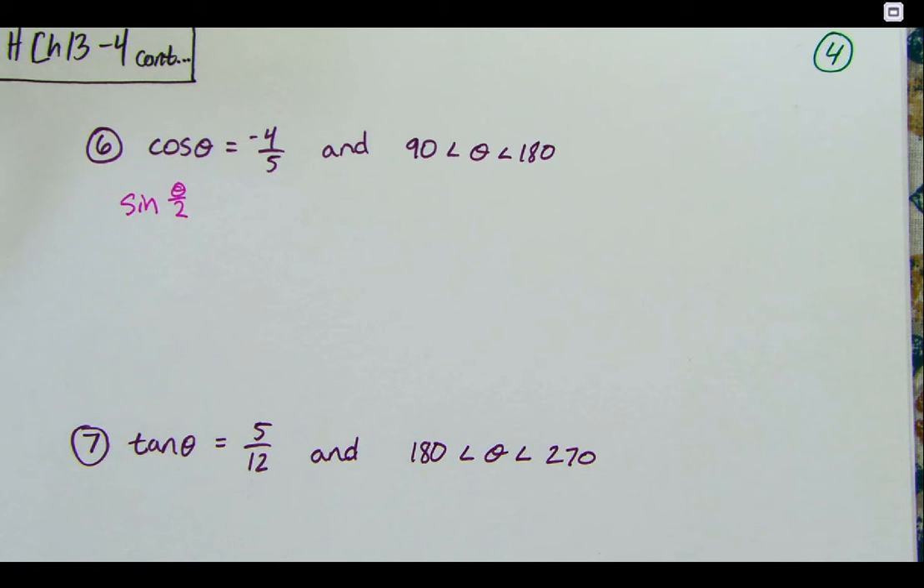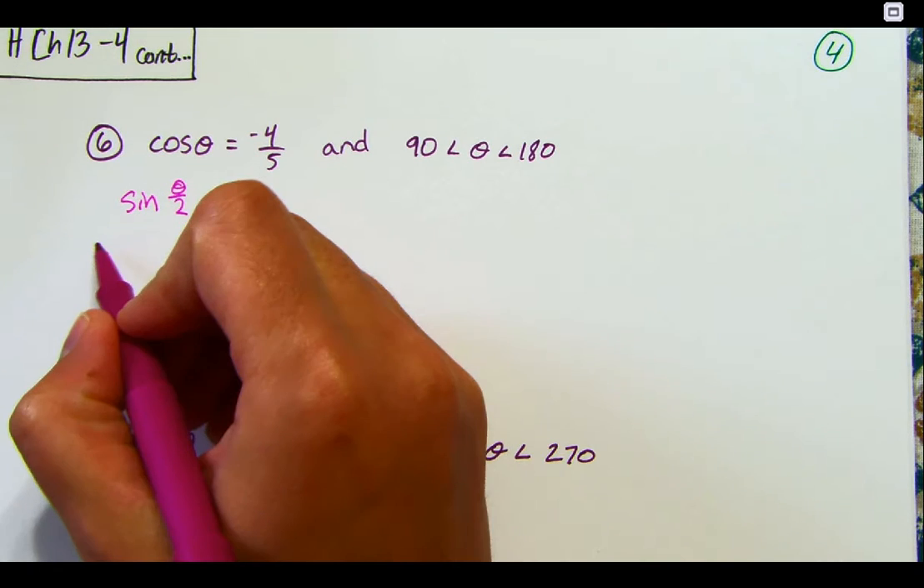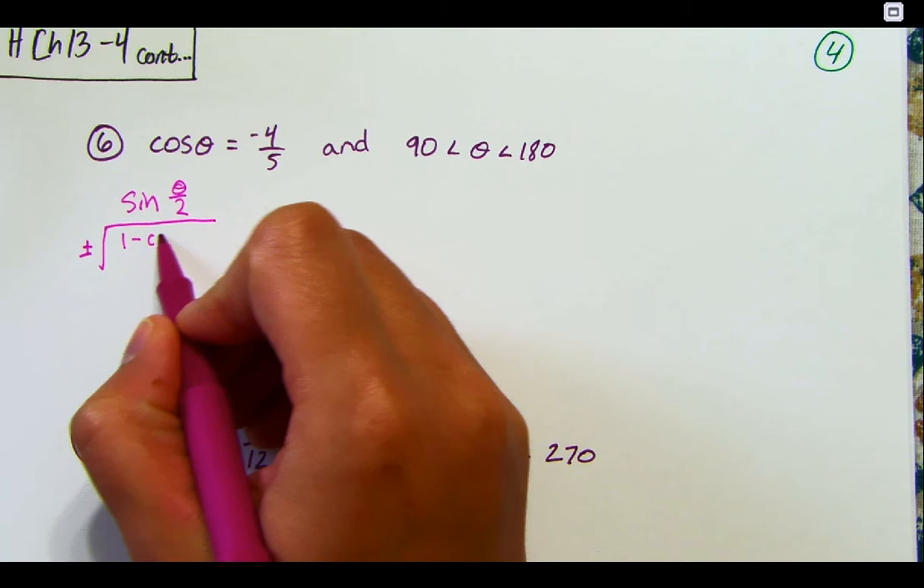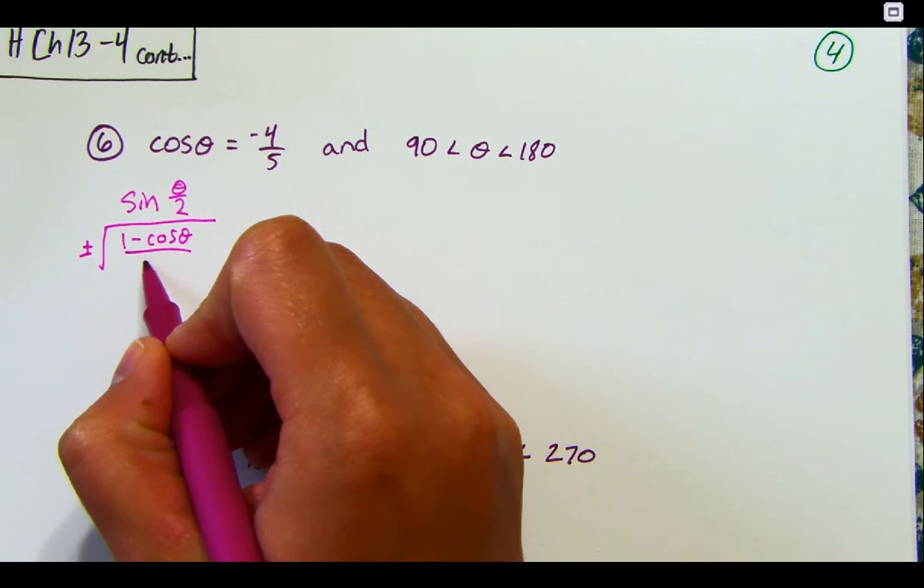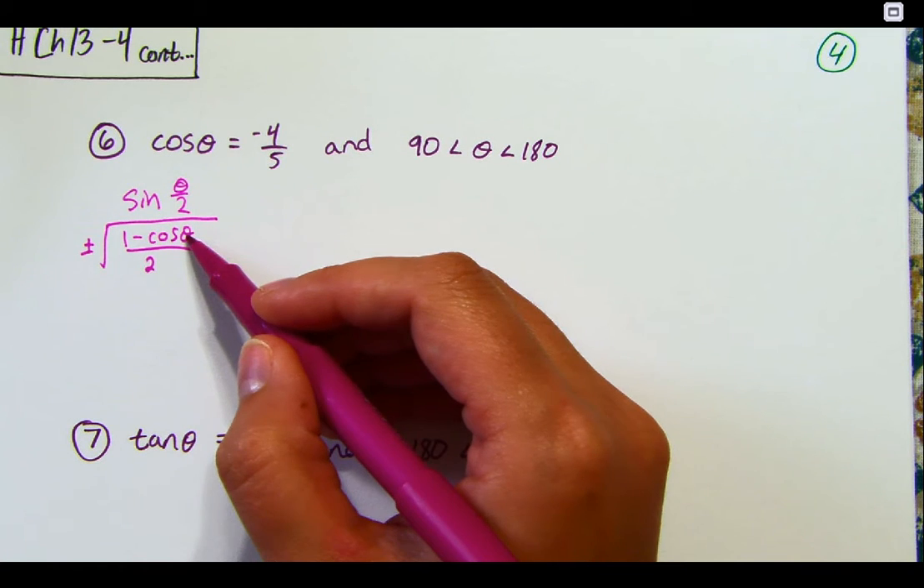In our next example, we are still finding the exact values for sine theta over 2 and cosine theta over 2. So they have given us cosine, which means we don't have to do our triangle. We can just go right into the formula. So if I start with the sine of theta over 2, I am using the formula, plus minus the square root of 1 minus cosine theta over 2.